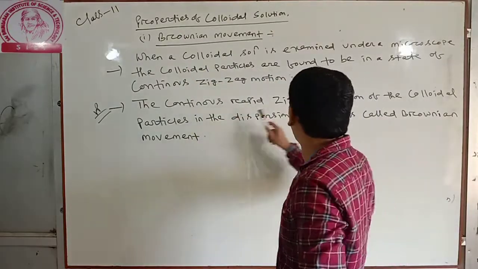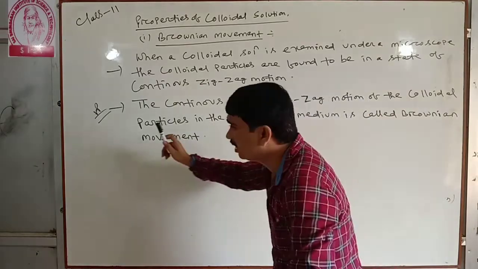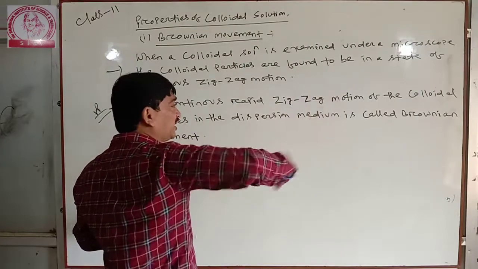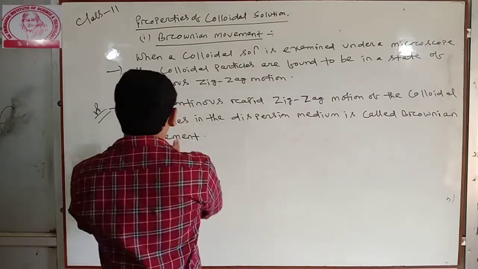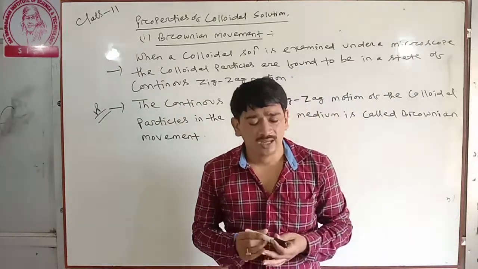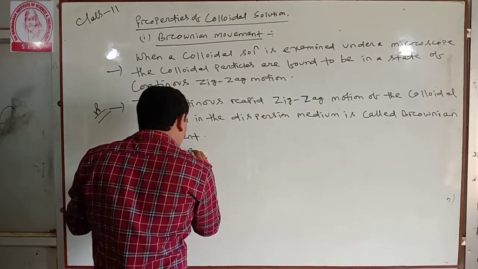So the continuous rapid zigzag motion of the colloidal particles in the dispersion medium is called Brownian movement. If we show this in a figure, look at this.